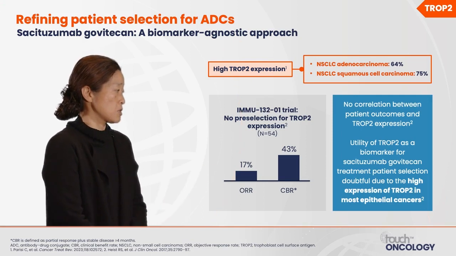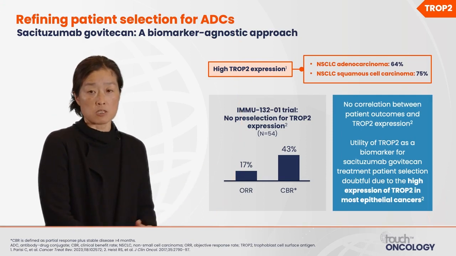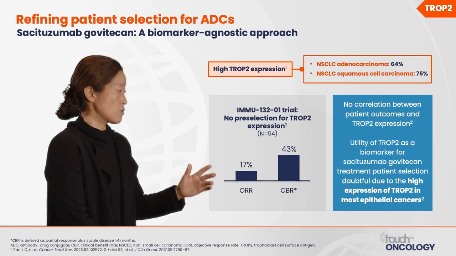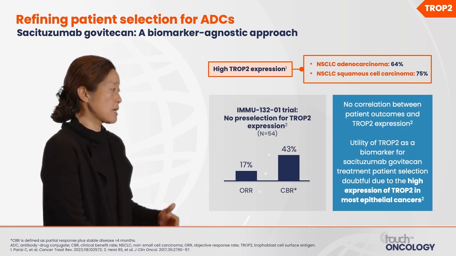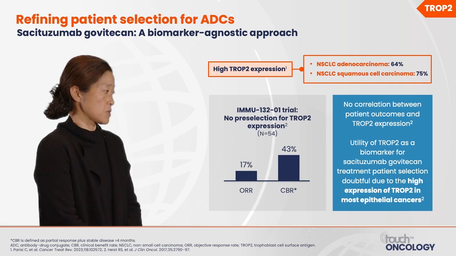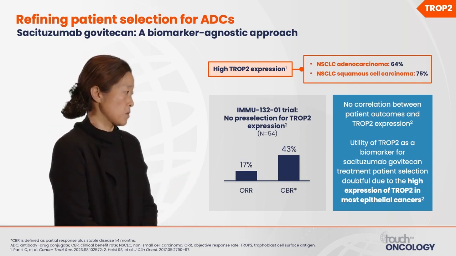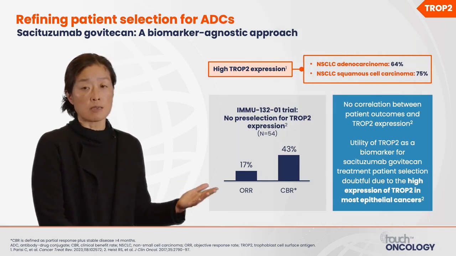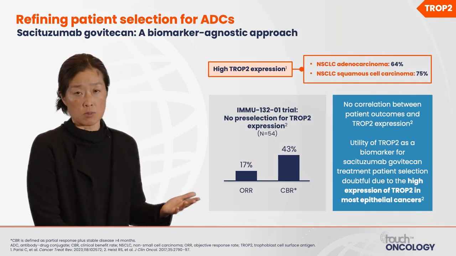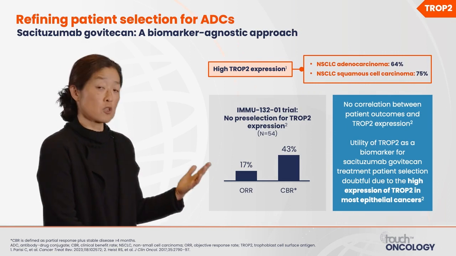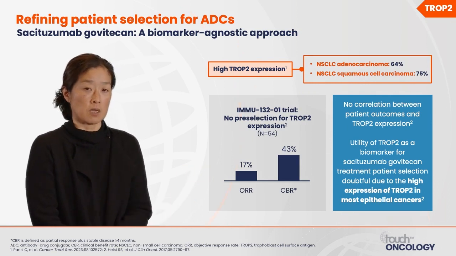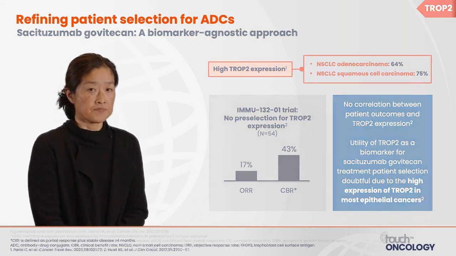In the IMU-132-01 trial, there was no preselection based on TROP2 expression. The overall response rate, as you see, was 17%, with a clinical benefit rate of 43%. But there is no correlation between the patient outcomes and the level of TROP2 expression. And it's unclear at the current time whether we can use TROP2 as a biomarker, as the studies so far have not shown a correlation between response and TROP2 levels.